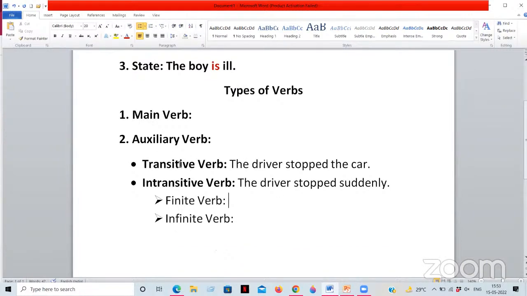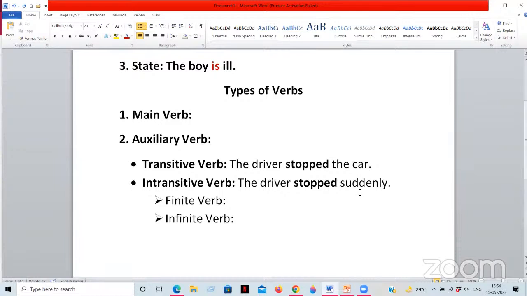Another one is based on object. We have transitive verb and intransitive verb. The verb that takes an object with it is called transitive. This is the verb, and it takes an object with it, that is the car. So that's why it is called transitive. And in this sentence, the verb doesn't take an object, because suddenly is not an object, because it is not a noun or pronoun. A word becomes an object only when it is a noun or a pronoun.